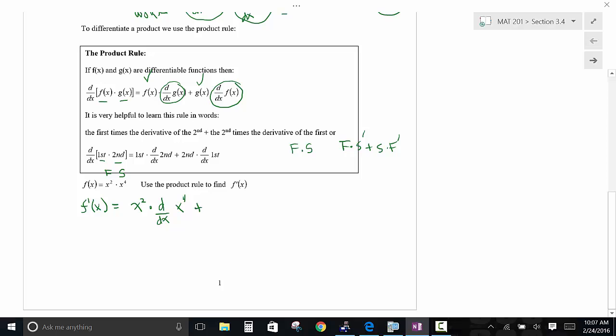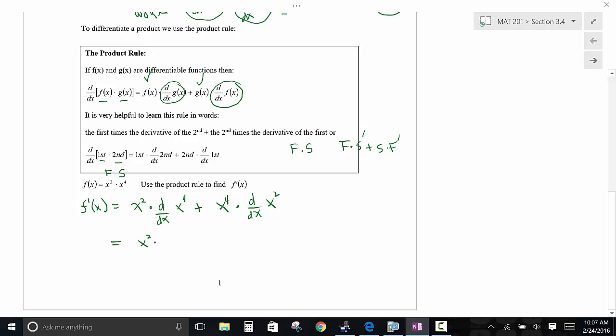Then you add to that, well, you do it backwards. You write down the second, which is x to the fourth, and then you multiply that by the derivative of the second, like that. So again, what did I do? I did first times derivative of second plus second times derivative of first. Okay, like this. All right, so what do we have?